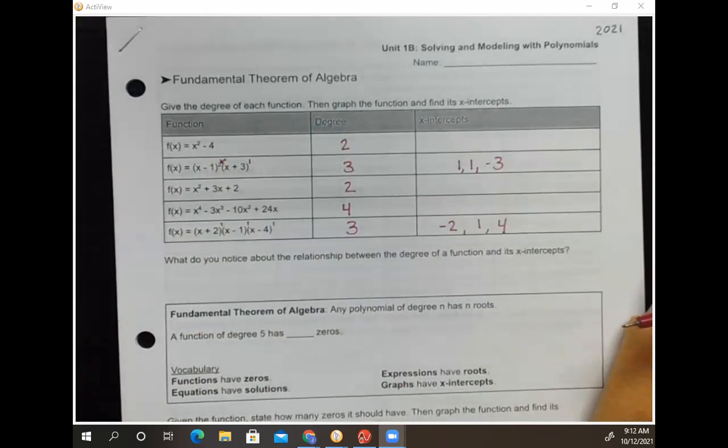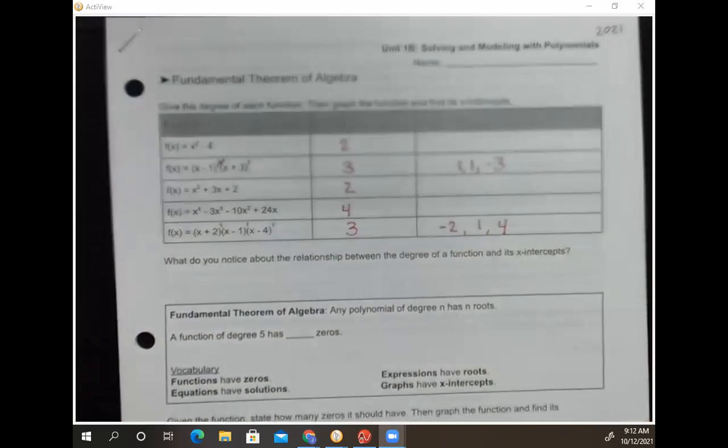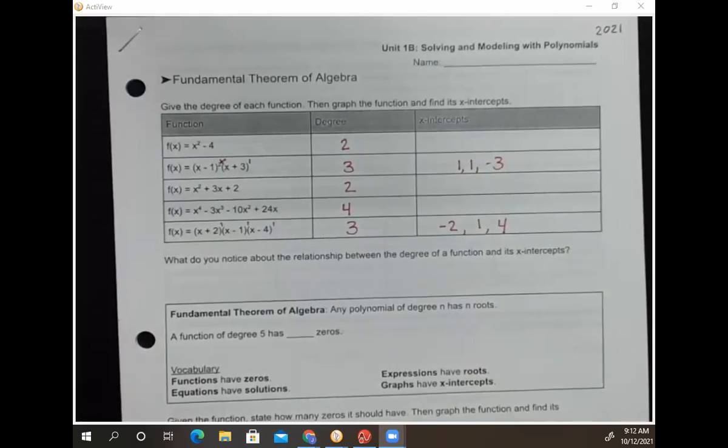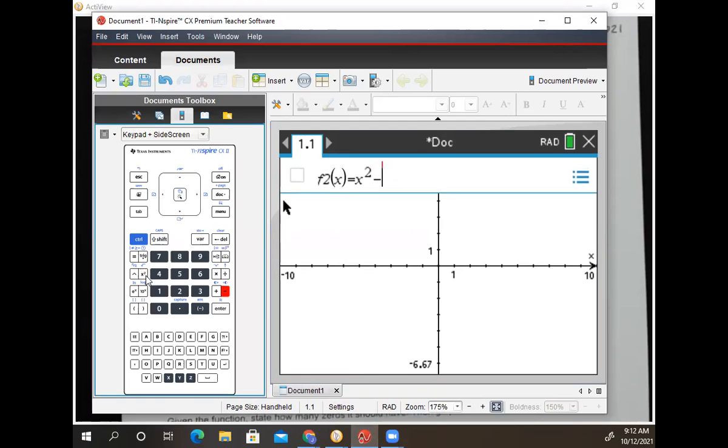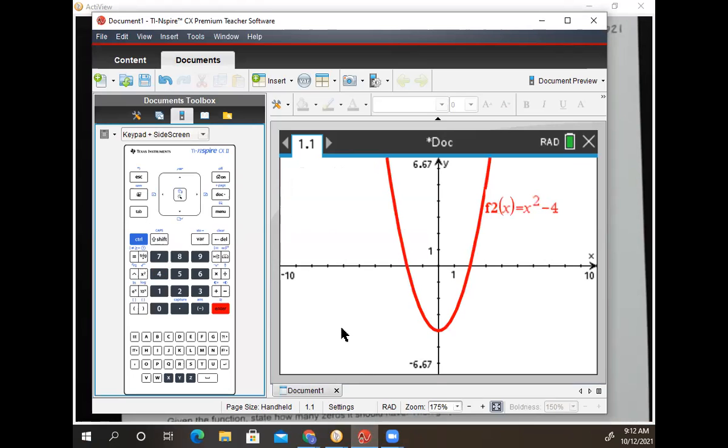For the rest of these, we're gonna graph to find our x-intercepts. So I'm gonna pull up my calculator, and we will graph these functions to find our x-intercepts. So our first one is x squared minus 4. So I'm going to grab my calculator here. I can find my cursor. There it is. And this is the guy that I want. So I'm on a graph page, ready to type some stuff in. And I want x squared minus 4.